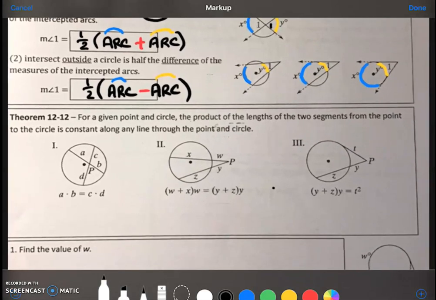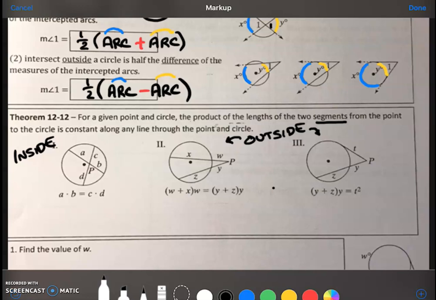What we're going to focus in on, though, is the second half. This is going to be dealing with segments. So we're not dealing with degrees. We're going to actually deal with segment lengths. So this first example here is when two lines are inside the circle, and these second two are examples when they are outside the circle, and how to figure out the segment length.